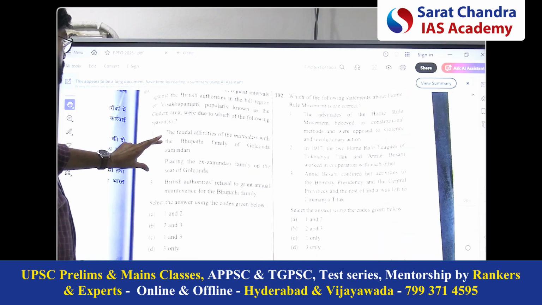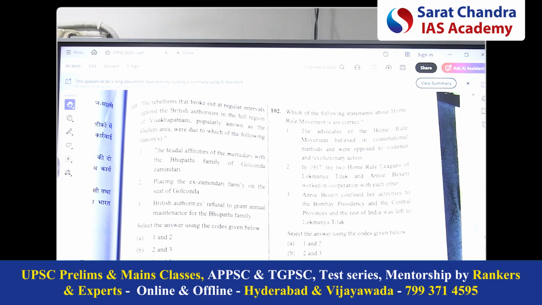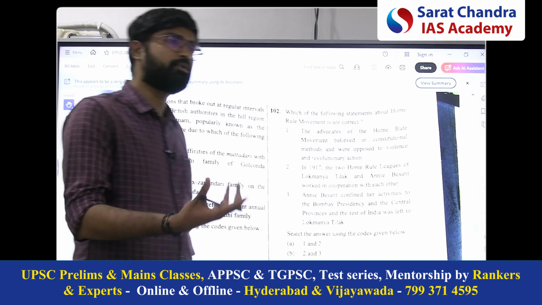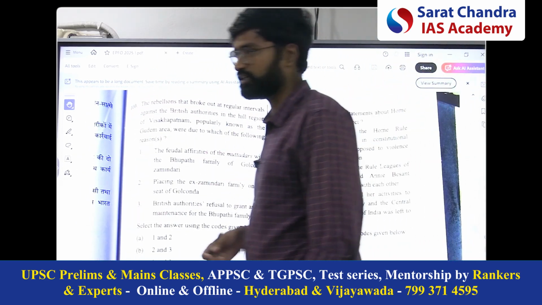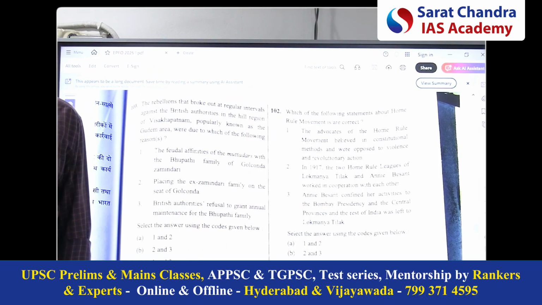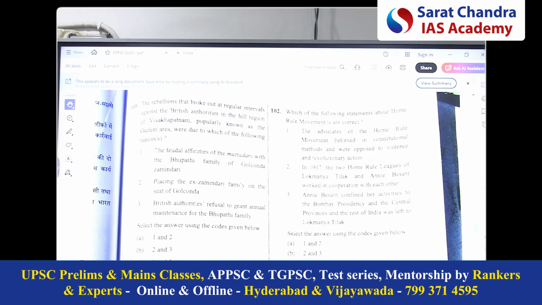See, look at the history questions. The rebellions that broke out at regular intervals against the British authorities in the hill region of Visakhapatnam, popularly known as Godam area, were due to which of the following reasons? This is specific to a rebellion that happened against the zamindars at that time. That rebellion has been asked, but actually we don't study this in modern history. What specifically happened in Visakhapatnam, in Vizag? We study this majorly for the Andhra Pradesh Public Service Commission, because there is AP history there, and in modern history we specifically focus on a particular place in Andhra Pradesh.